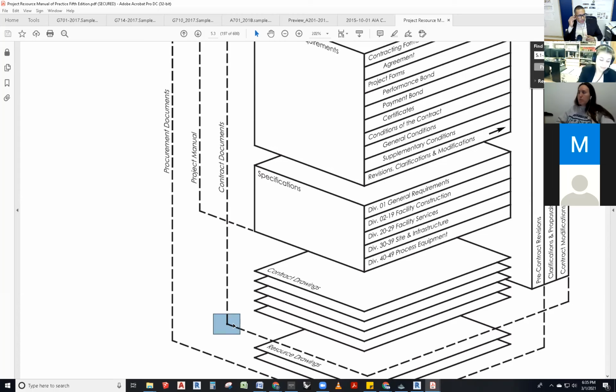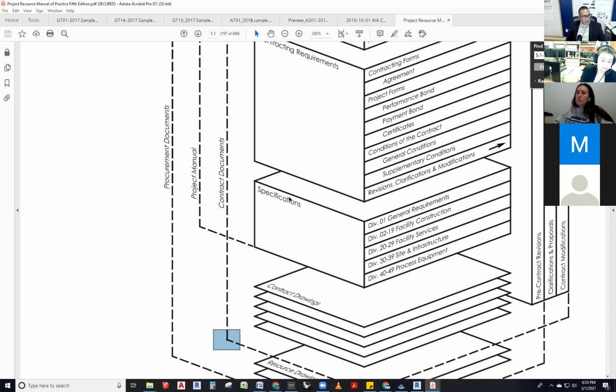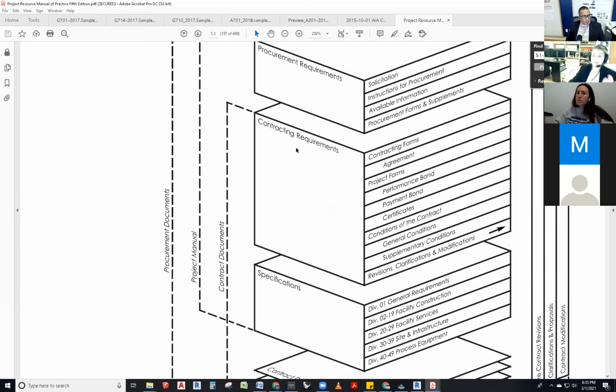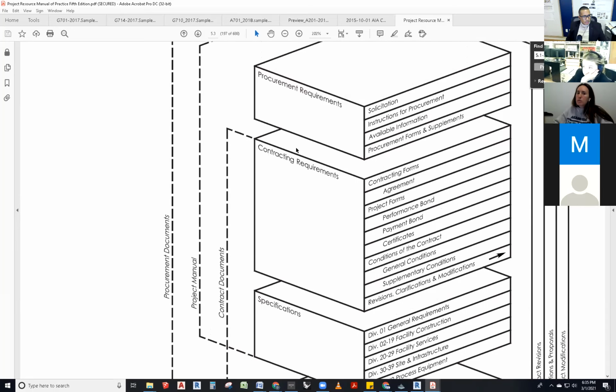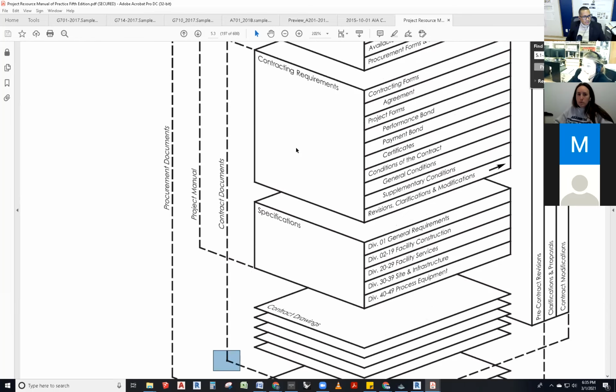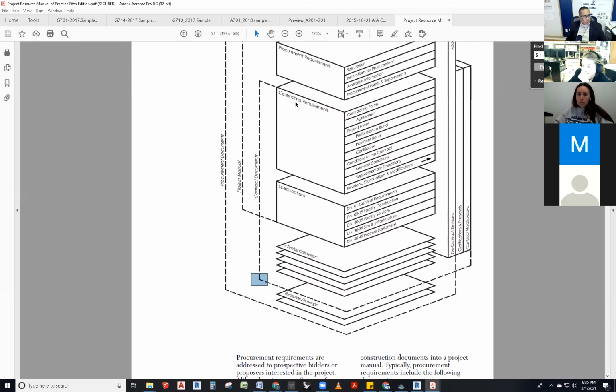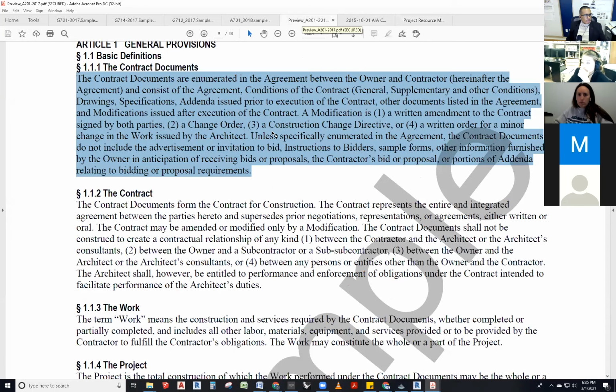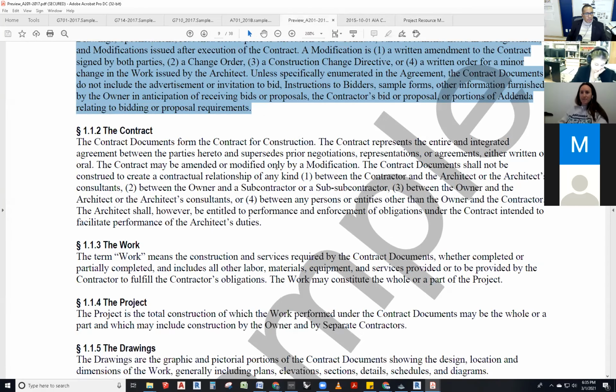So as I said, the A201 is the contract drawings, the specifications, the contracting requirements, right? I believe. Yeah, all of that. Three chunks. And then going back here, that's it. Now let's talk about, thank you so much, Miranda. So now we're going to talk about the contract.